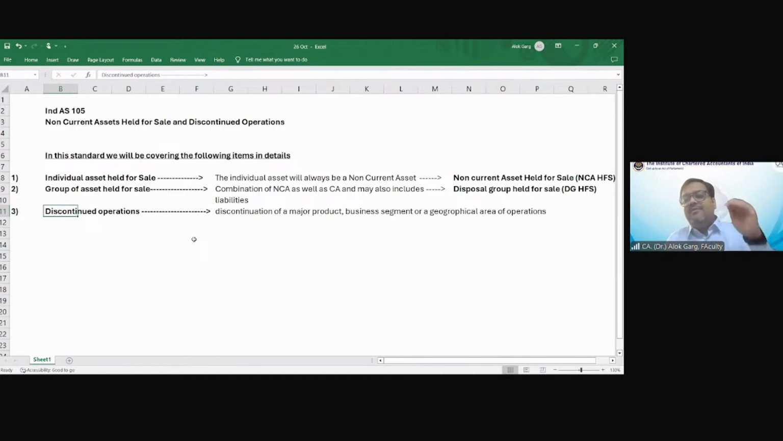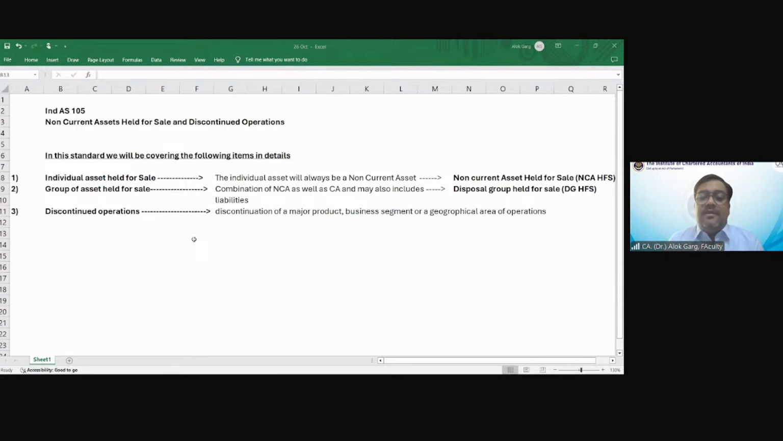Number one, an individual asset held for sale, which will always be non-current, so it becomes a non-current asset held for sale. Group of assets held for sale: a group of assets may have a combination of current and non-current assets and liabilities, and this is known as a disposal group held for sale. And we will be talking about discontinued operations, which is discontinuation of a major line of product, business segment, or a geographical area of operations. Is that clear? Shall I move on to the next concepts?